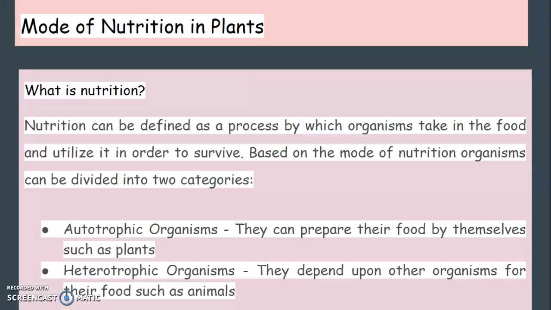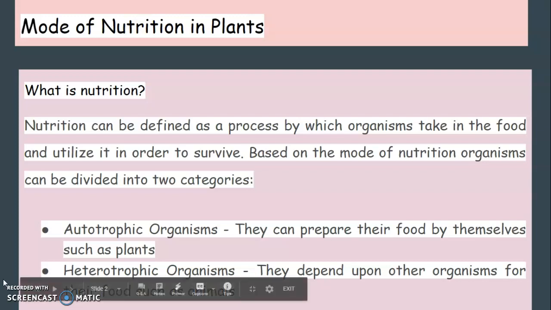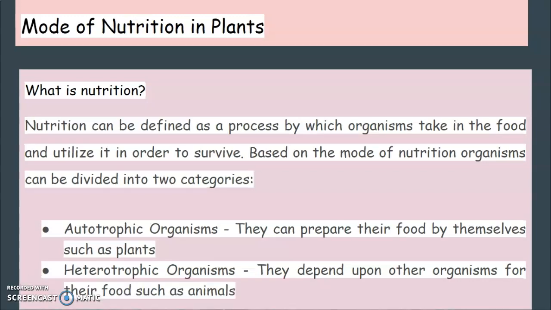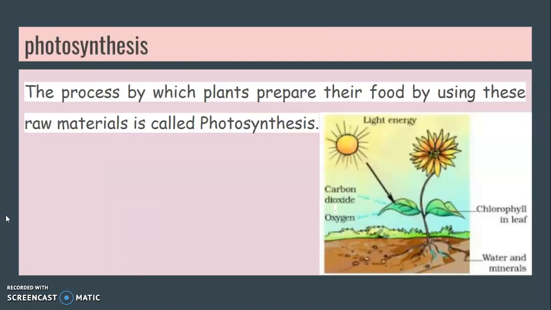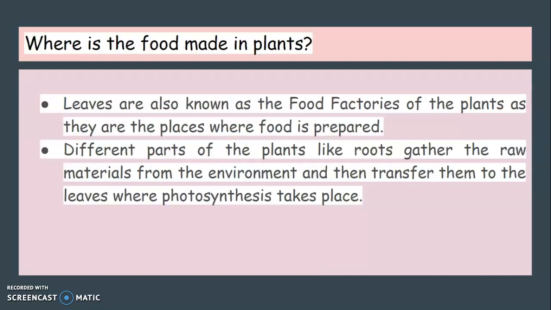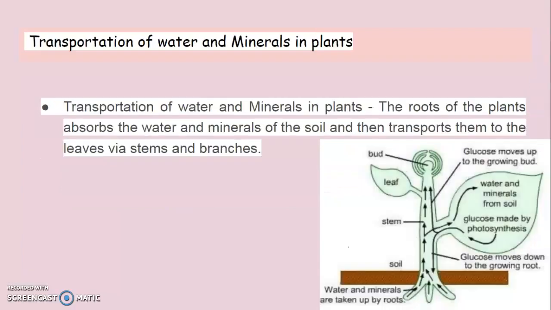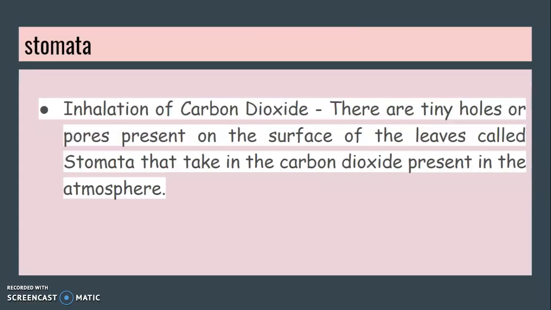The very first thing we learned is what is meant by nutrition and the two categories into which the mode of nutrition is divided. Then we learned the 5 raw materials required for the process of photosynthesis, and we defined the process of photosynthesis. Then we learned where food is made in plants, how the transportation of water and minerals in plants goes on, and then we learned about stomata.